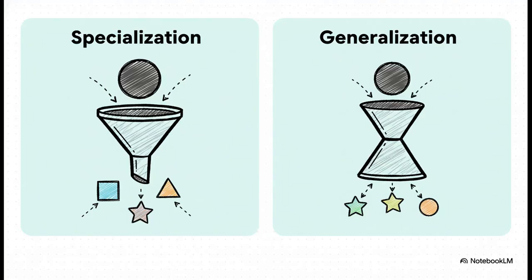And this really shows you the two sides of the same coin. Specialization is what we call the top-down process. It's like you start with a big category and you're zooming in to find the more specific groups inside it. Generalization is the bottom-up reverse. You're looking at a bunch of specific things, you notice what they have in common, and you zoom out to create a general category for them.